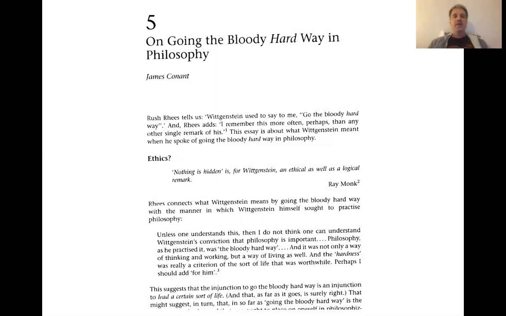Conant was pointing out that Wittgenstein had these very logical arguments, but in between very personal remarks in his work. He analyzed this, and he comes to the conclusion that philosophy, as Wittgenstein practiced it, was going the bloody hard way in philosophy. And it was not only a way of thinking and working, but a way of living as well.